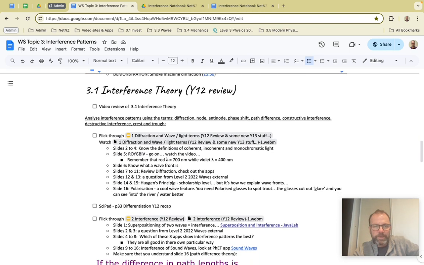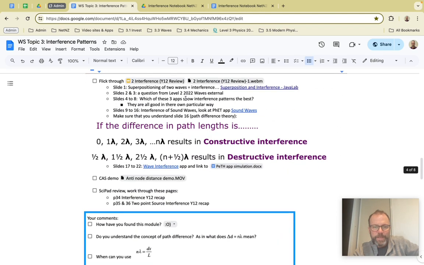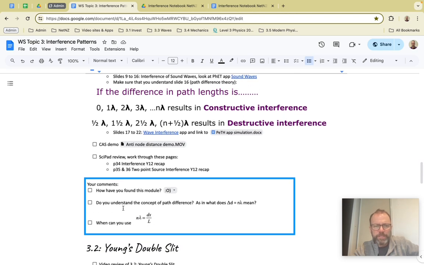The first thing we're going to look at is interference theory. This should be a review if you did last year's waves paper. You have a slight advantage if you did last year's wave paper. Don't stress if you didn't do waves last year. Hopefully, you'll be up to speed with everyone else very quickly. Don't forget here the comment boxes.